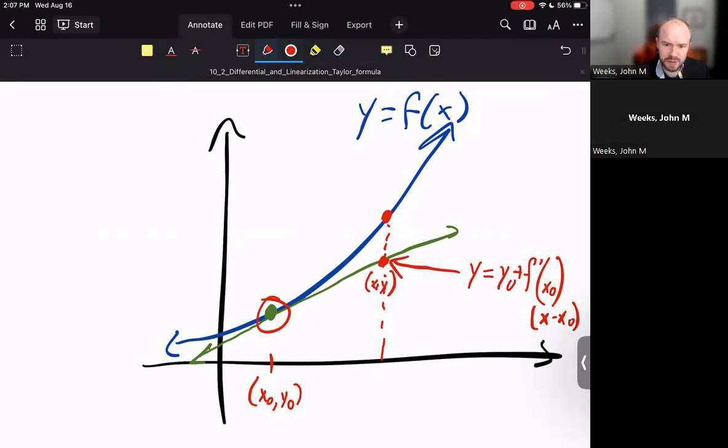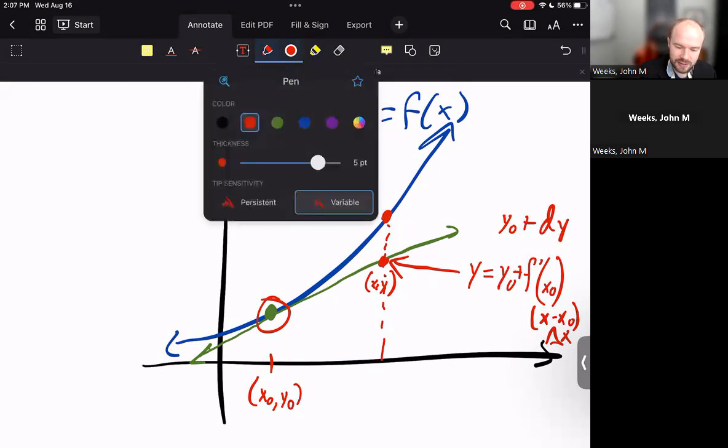Now, where are differentials plugging in here? Remember that this is y naught plus f prime of x naught times x minus x naught. x minus x naught, that's a change in x. Final minus initial, that's going from x naught to x. So this is actually y naught plus dy.